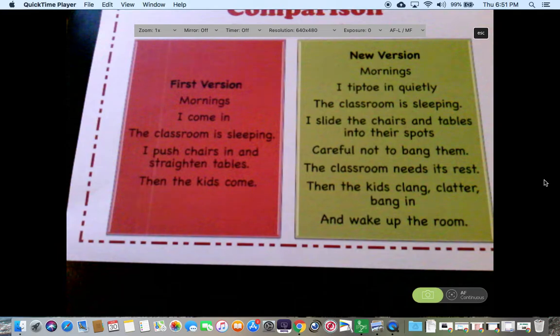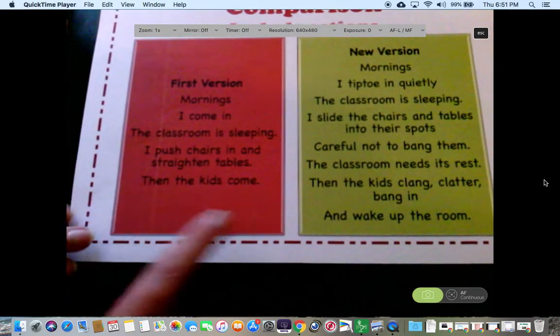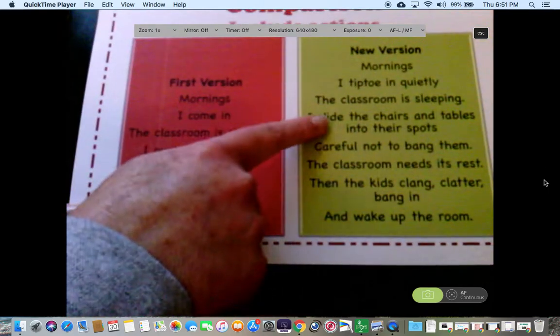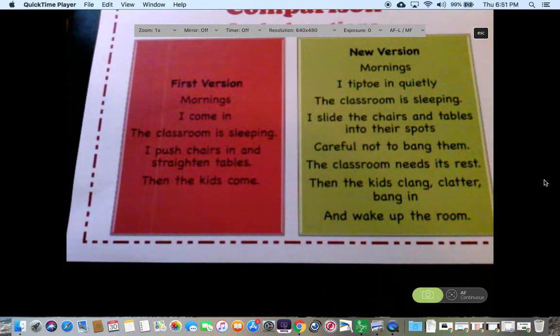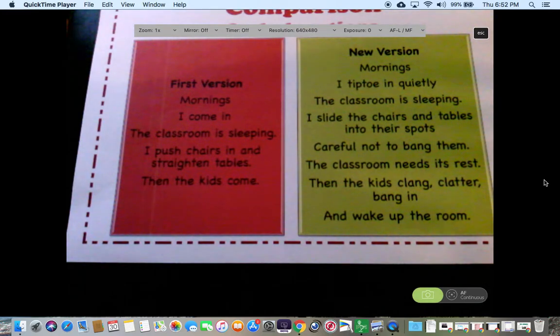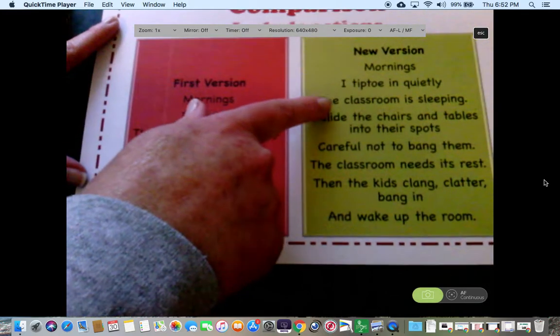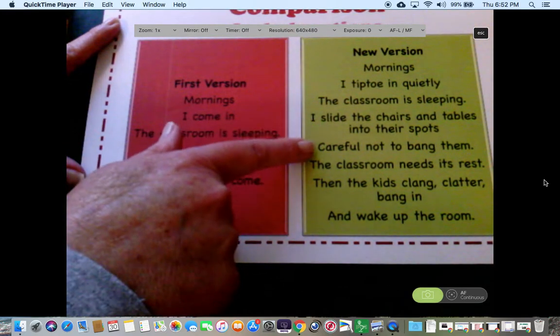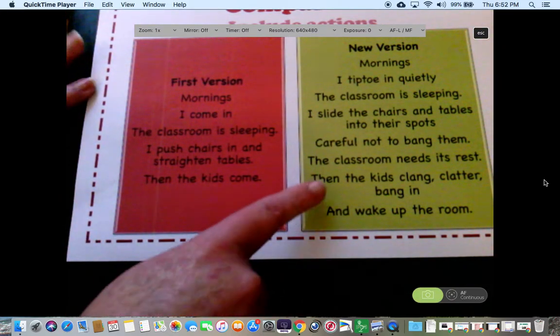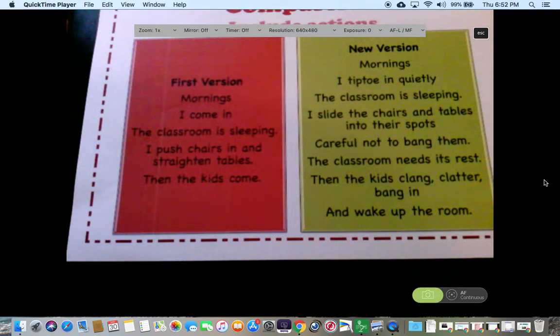So in this version, definitely you can see right away the comparison. In here, I'm almost comparing the classroom to being a student or a child, like a person. So I'm taking the idea of the classroom and I'm thinking about it in a different way. And I'm almost saying that I'm being really careful because I don't want to wake up the classroom. It needs its rest. And then when the kids come in, they wake it up. So if you can kind of imagine that.